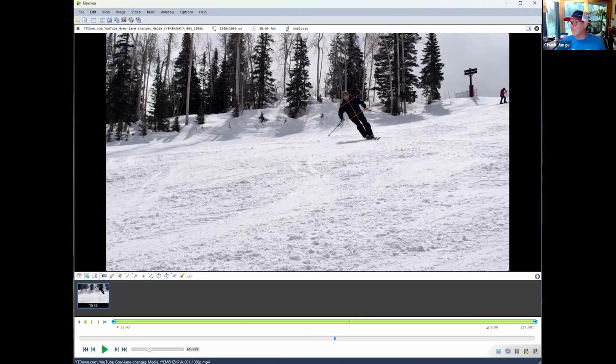Now he has a little bit of difference there. So we can't say that he has no pressure on the outside ski at all, right? He has a little bit of pressure on the outside ski. What he does have is an appropriate amount of pressure on the inside ski. One thing that's typical when there's too much weight on the inside ski is that ski has a higher edge angle than the outside ski does.